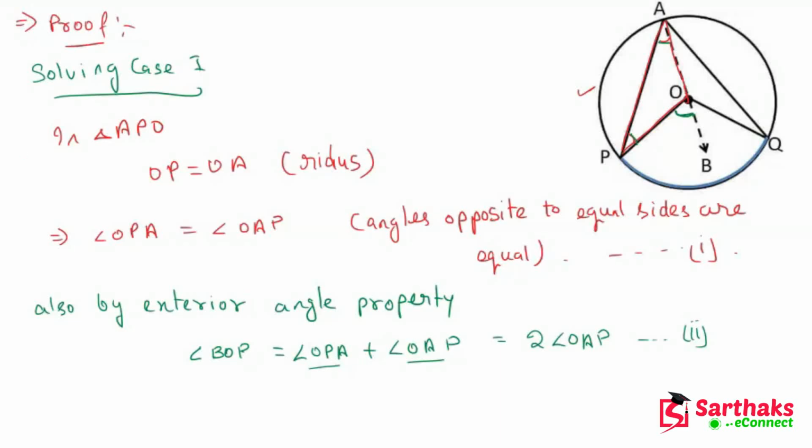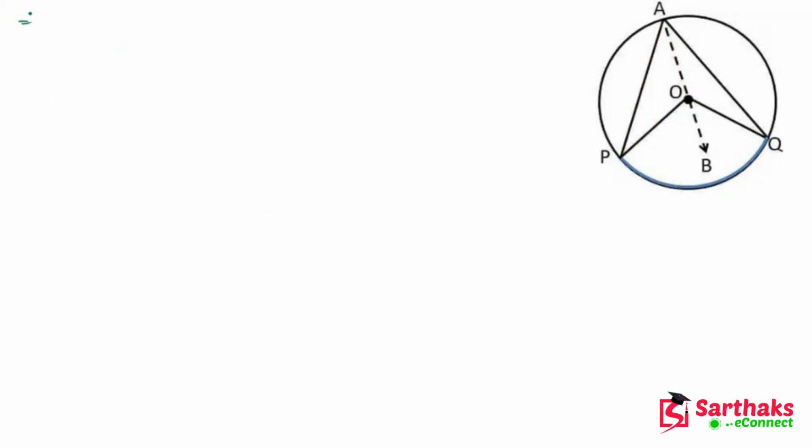We can write the reason as: we know that the exterior angle is the sum of the interior opposite angles. Okay.